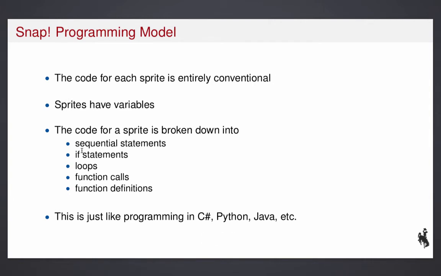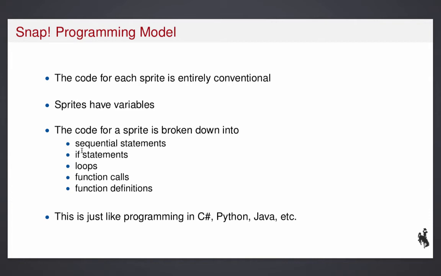The code for each sprite is entirely conventional. Sprites can have variables. They can have sequential statements such as set the variable x to 3, and then, that's the sequential part, set the variable y to whatever y has currently plus x, and then, and so on. Those are just sequential statements. It can have if statements: if the variable x is less than 10, do this, otherwise do that. It can have loops: keep doing this until x is greater than 100.